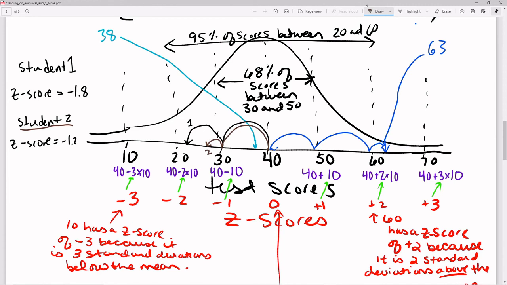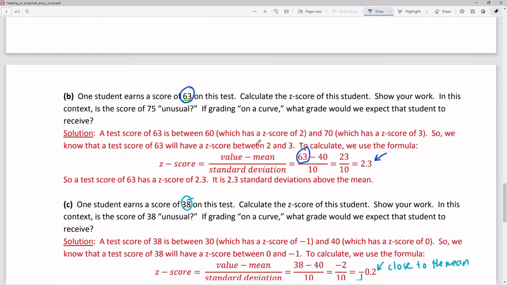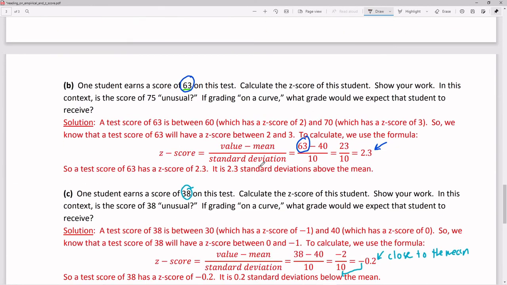Who got the higher score? Student 2. They're closer to 30. Student 1's closer to 20. So student 2 got the higher score. And we could just use the picture for this and the z-score. Although that's not too terrible to think through, we also could just do the calculation because the z-score can be unwrapped to give you the value. So you've got to think of it this way.